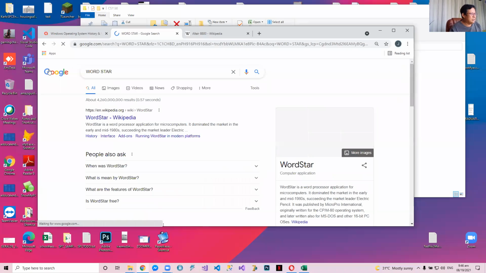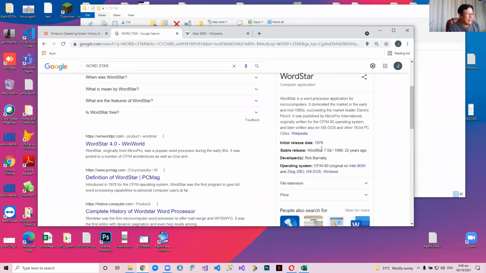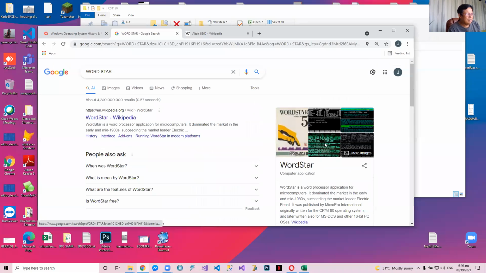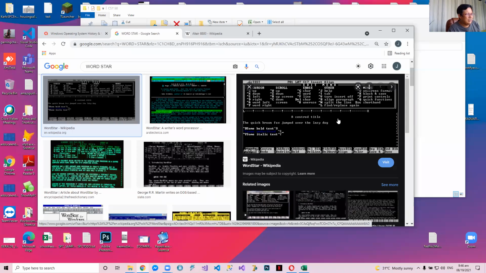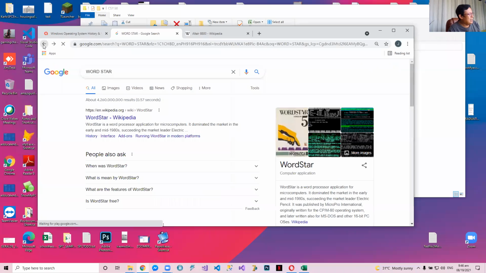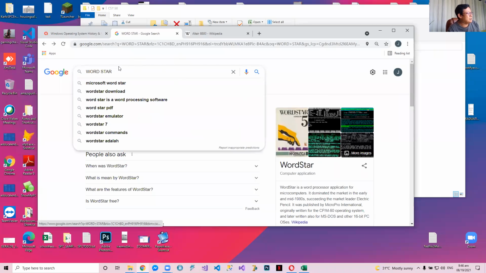It's called WordStar. It came earlier, in 1978. This is how you typed documents before. And then the first graphical word processor, because WordStar is a text-based word processor.